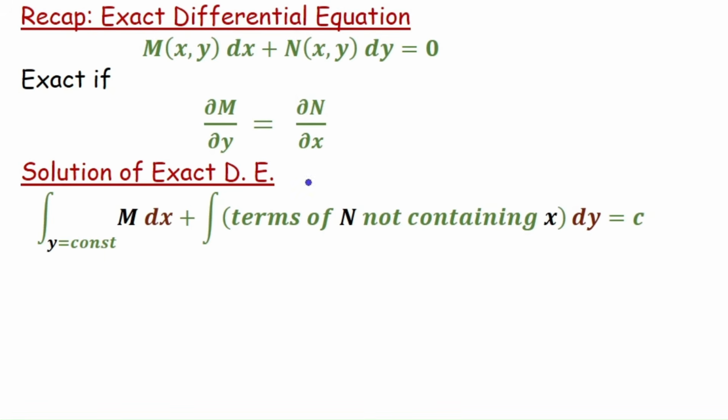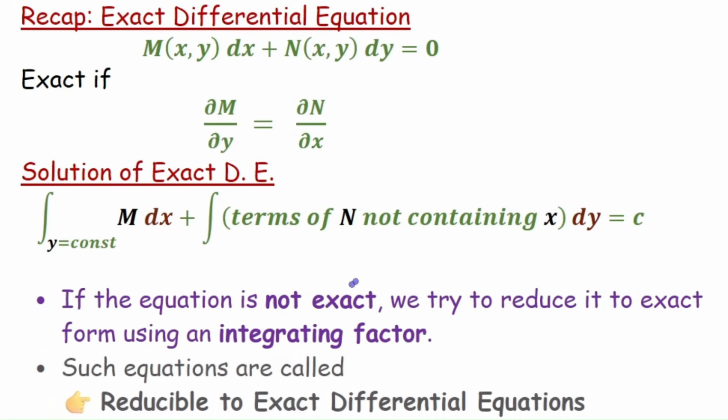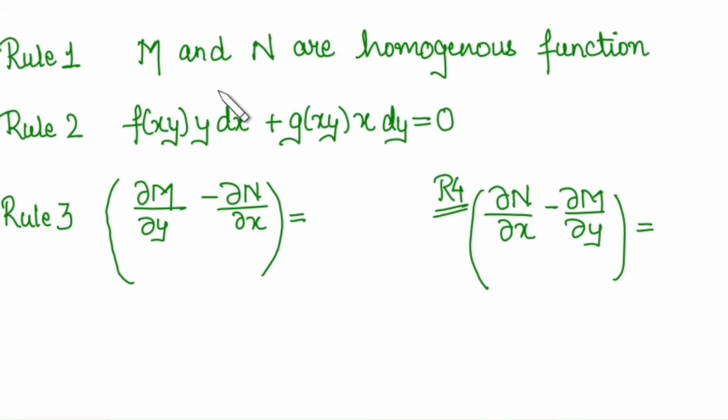But sometimes a non-exact differential equation can be converted into exact by multiplying with a suitable integrating factor. And such an equation is called reducible to the exact differential equation. In the previous video, we studied 4 methods to find the integrating factor. The first rule, when M and N are homogeneous functions, in that case the integrating factor is calculated as 1 upon Mx plus Ny.